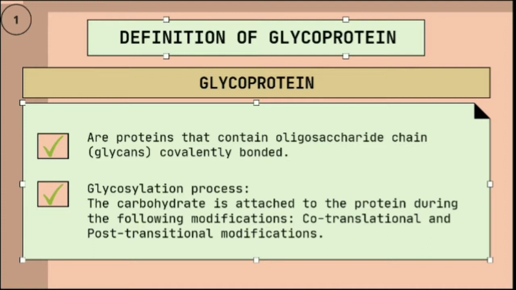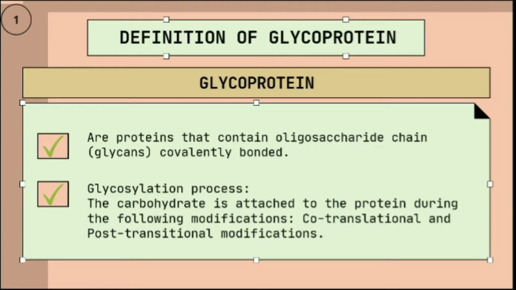So what are glycoproteins? Glycoproteins are defined as proteins that contain oligosaccharide chains or glycans that are covalently bonded. Basically, from the word itself, glyco means sugar. So a glycoprotein is a protein with a sugar attached to it, because of the presence of oligosaccharide chains or glycans, which are sugars composed of 2 to 10 monosaccharides that are covalently bonded to a certain protein. Apart from that, we also have the glycosylation process.